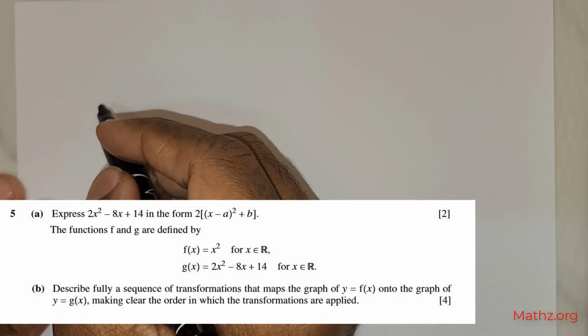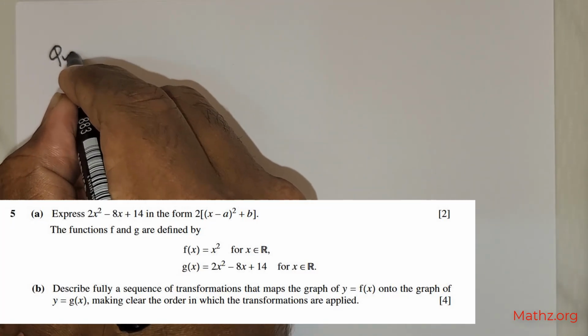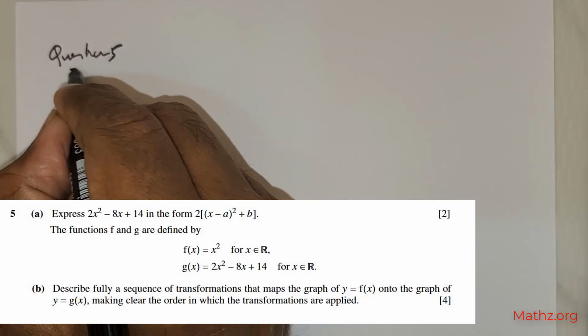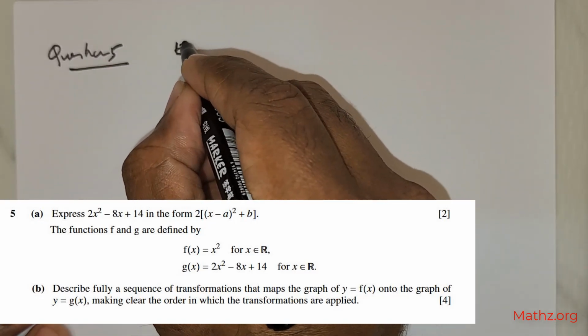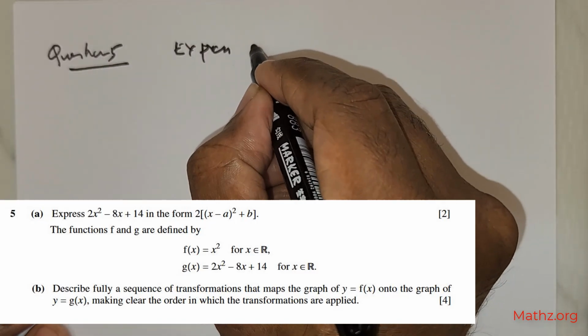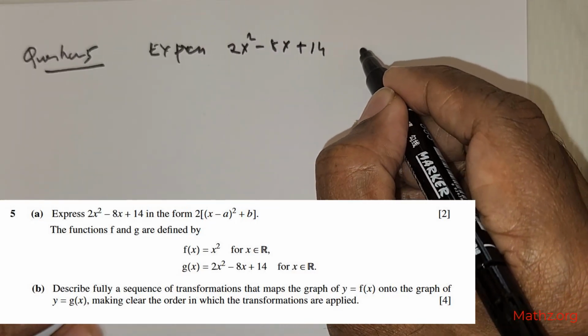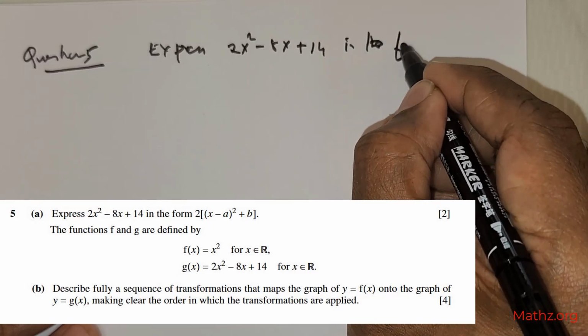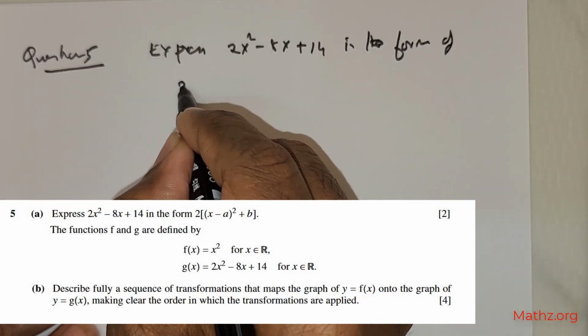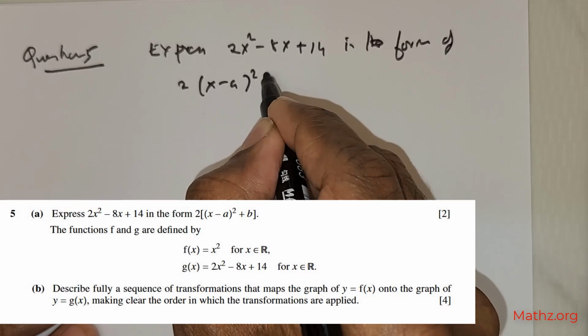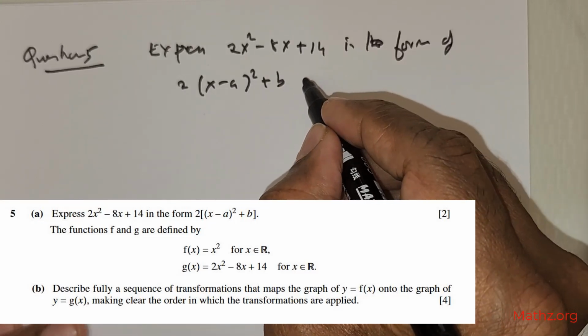Students, this is the next question. Question number 5. Let me write the question down. Express 2x squared negative 8x positive 14 in the form of 2 times of x negative a the whole squared positive b.